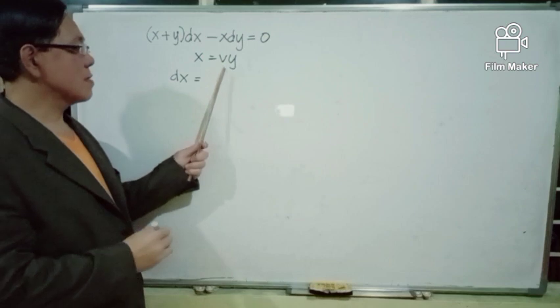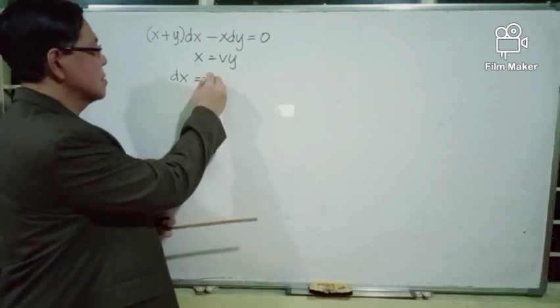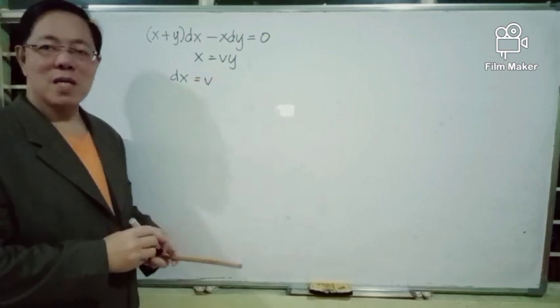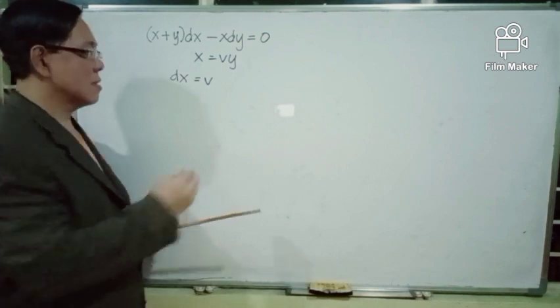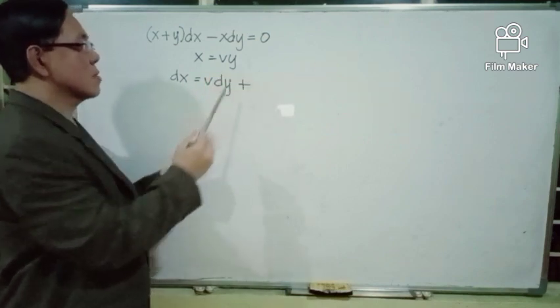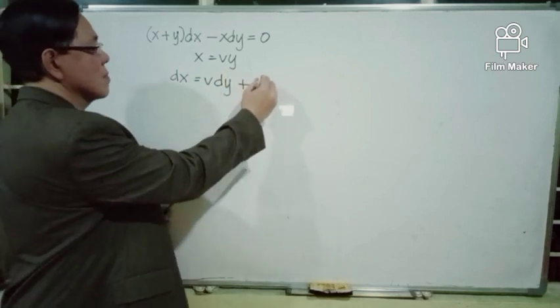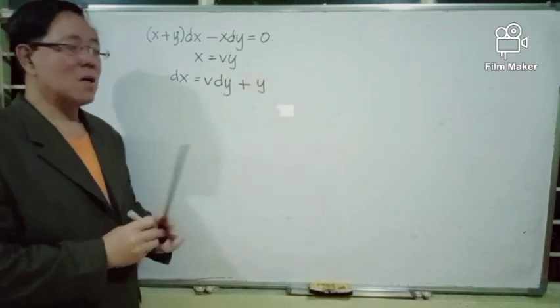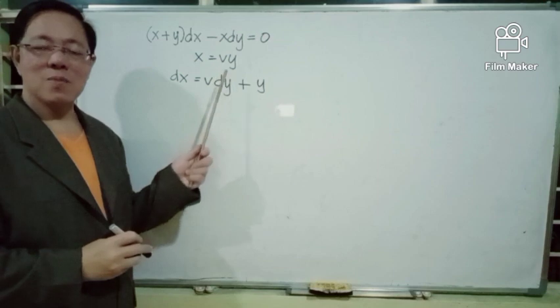At the right hand side, we apply the product rule. We have v times derivative of y is 1 times dy, or v dy, plus y times derivative of v is 1 times dv.